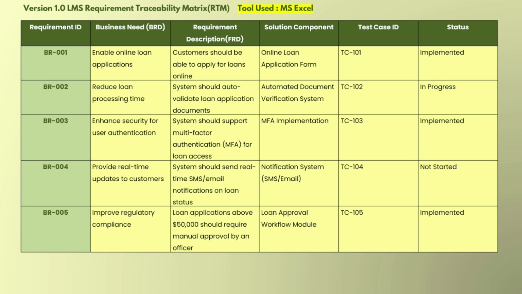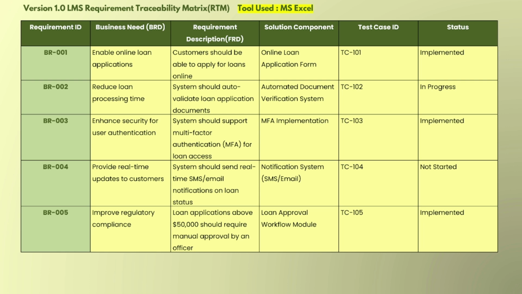Now we'll shift to BR004, where we provide real-time updates to the customer. The system should send real-time SMS and email notifications on loan status. So here we need to create a notification system for SMS or email, and the test case ID is TC104. This particular requirement is not even started yet, so we have noted it down as not started.